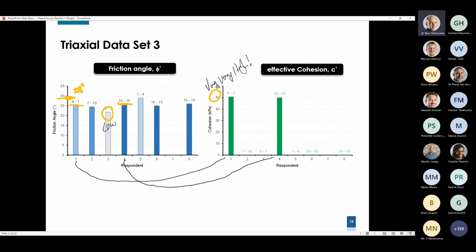The respondents, again, gave a fairly accurate representation. I would have gone for 28. The respondents on average were a bit lower than that, closer to the 25 mark. And again, we see some of the respondents acknowledging that there might be cohesive strength or cohesion, and fairly high values as such.